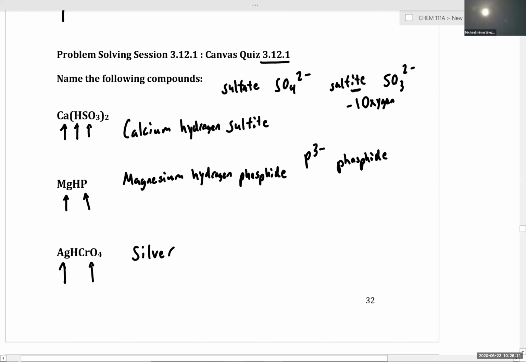Now we name our polyatomic ion base, which is CrO4 2-. What do we call CrO4 2-? What do we call that? Chromate, exactly right. So then, as we have an appended hydrogen atom, we'd write this as silver hydrogen chromate.